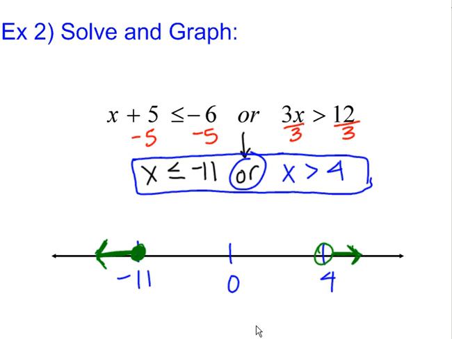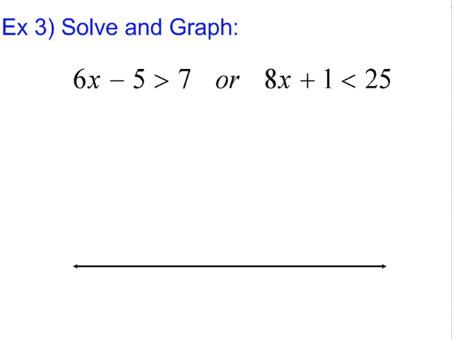Let's do one more before I talk about something special. See if anybody's been paying attention. All right, so here again we have two separate inequalities. They're not similar, so we can't put them together. We're going to have to solve them separately, and these are two-step inequalities. So let's solve the one on the left first.